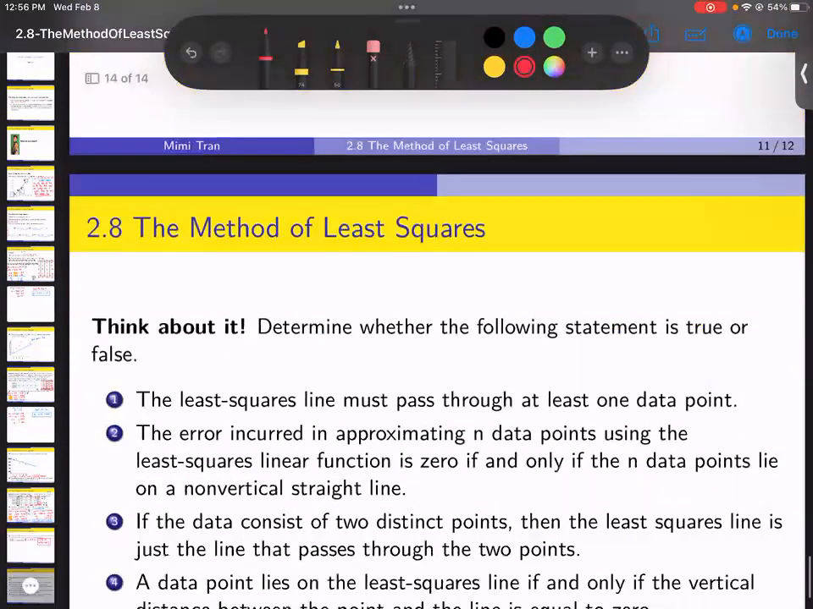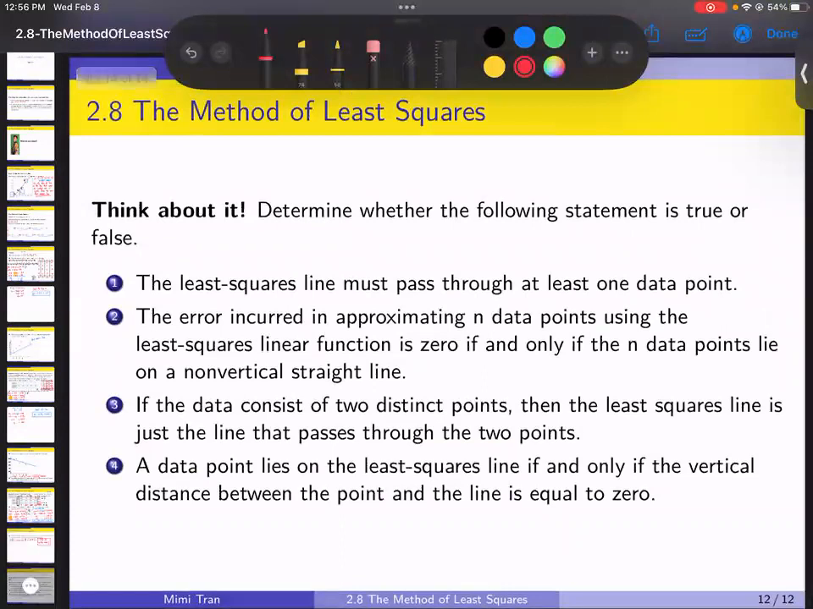All right, last lecture, last slide, and now I'll let you go. This is true or false. It'll be quick. Number 3 is your extra credit, but we're going to do 1, 2, 4 together, and then we'll go. Think about it. Determine whether the following statement is true or false. The least squares line must pass through at least one data point. True or false?